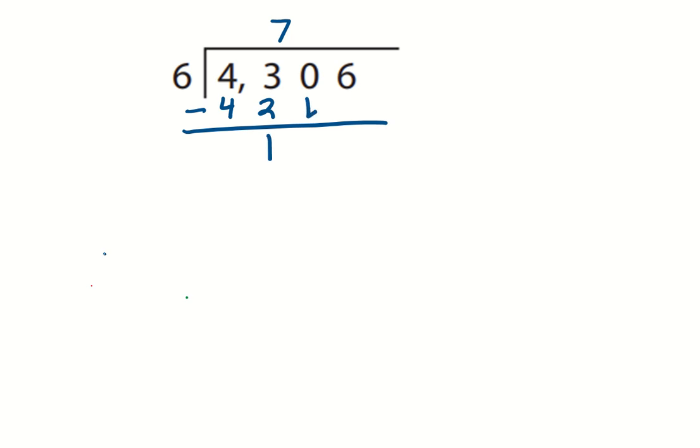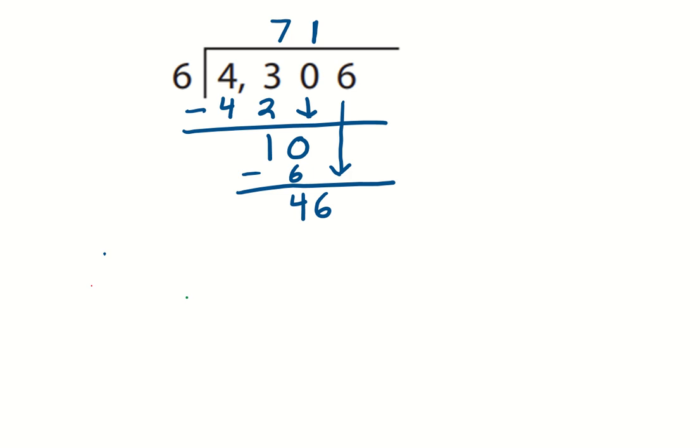And now, because there's a number to the right of it, we can bring that down, turning that 1 into a 10. Now, how many times will 6 go into 10? Well, we know it'll only go once without going over. 1 times 6 is, of course, 6. And we're going to subtract 6 from 10, which is going to give us a 4. But look, there's another number we can bring right on down. Put it right next to that 4, and we've got ourselves a 46.